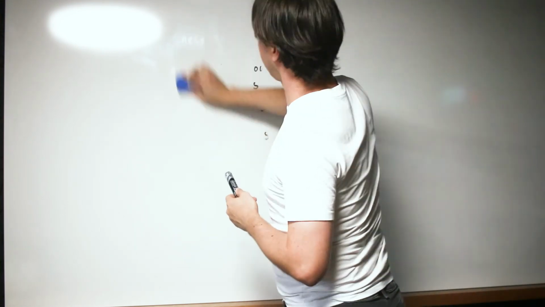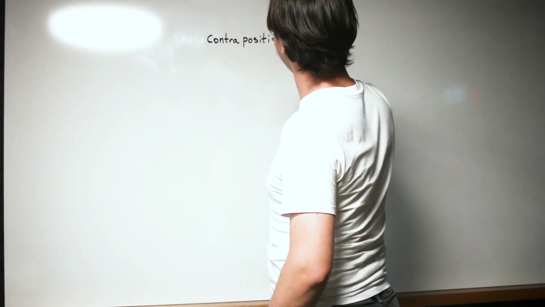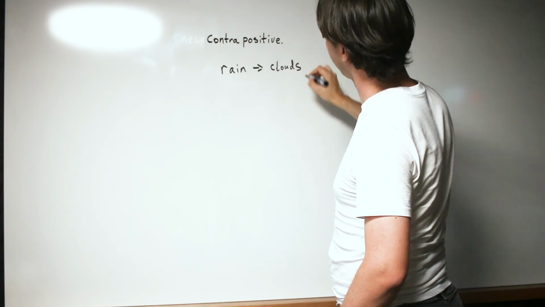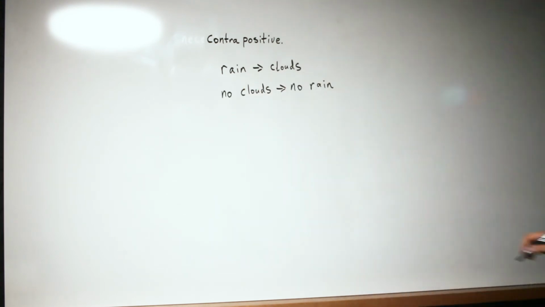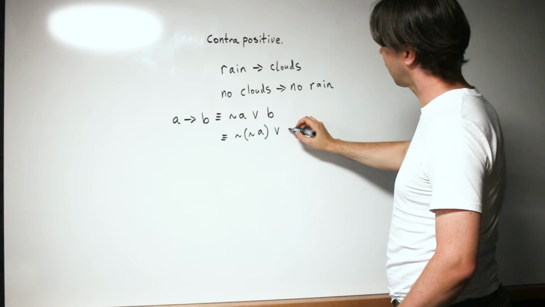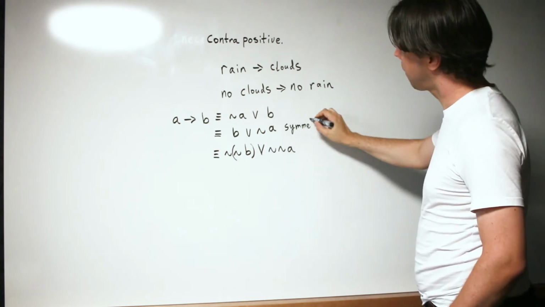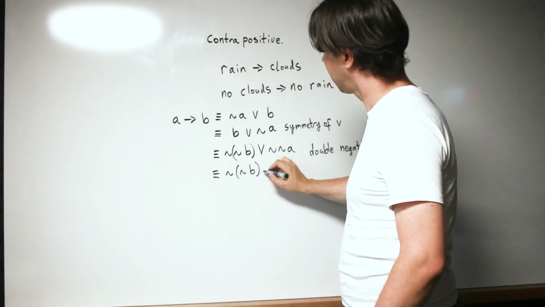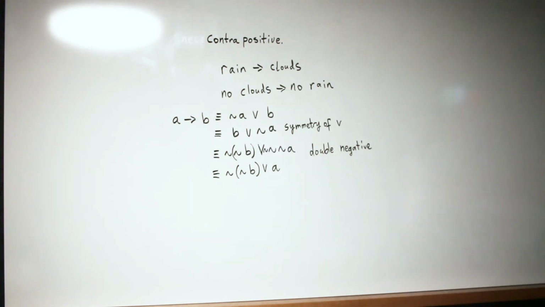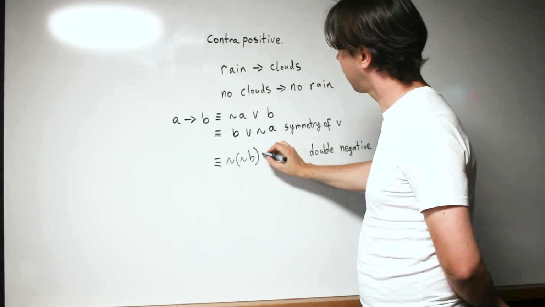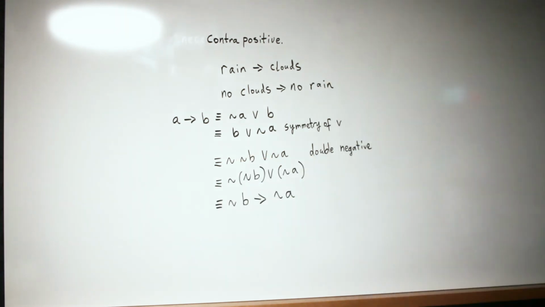The last thing we'll be looking at today is contrapositive. Let's illustrate this with an example. Say rain implies clouds. The contrapositive of this statement is no clouds implies no rain. It turns out these two forms are logically equivalent. Let's prove it. It takes a bit of fiddling around, but we get there in the end.